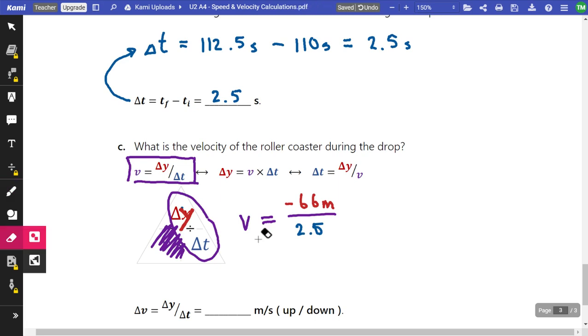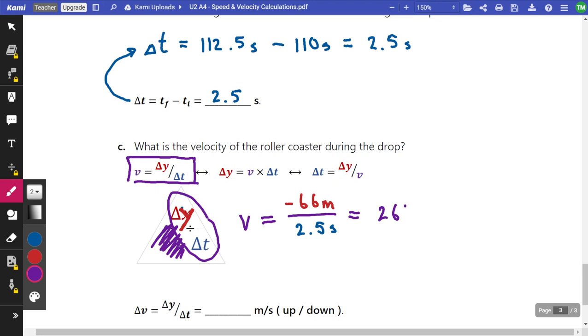Ooh, that didn't turn out too well. Let's try that again. There we go. 2.5 seconds. Plug this into a calculator. So 66 divided by 2.5 is 26.4 meters per second. So if our roller coaster is dropping 66 meters downwards in 2.5 seconds, that means it's traveling at a velocity of 26.4 meters per second.